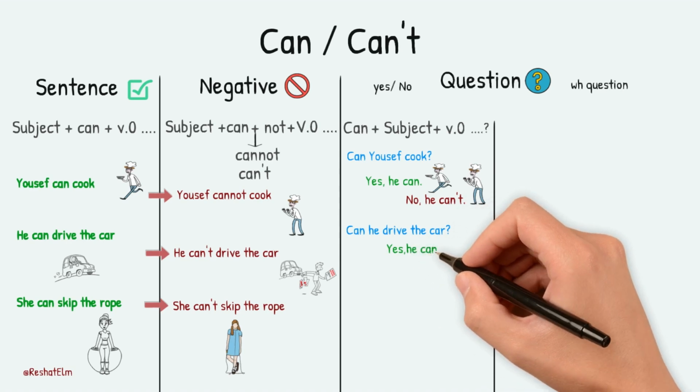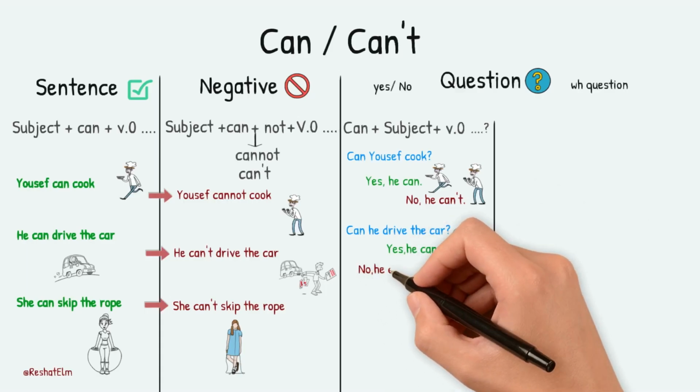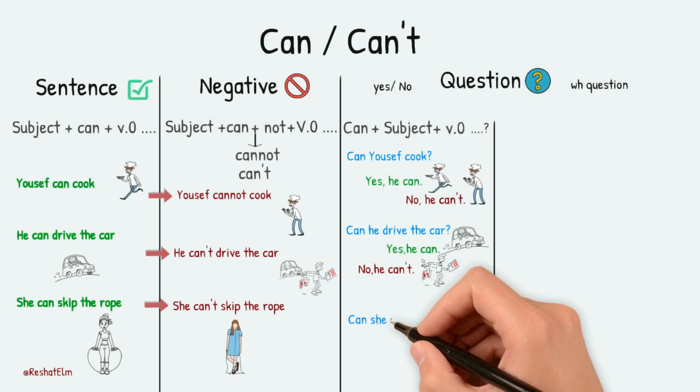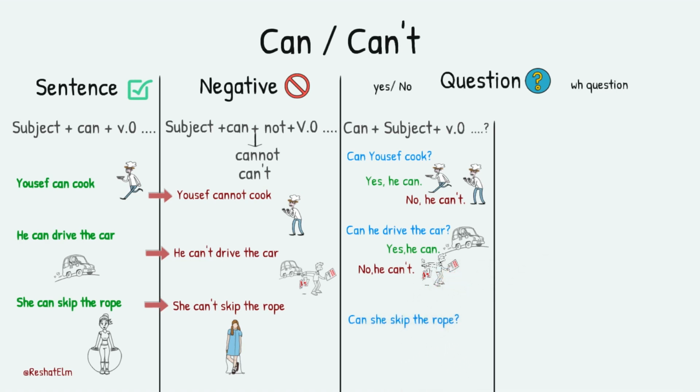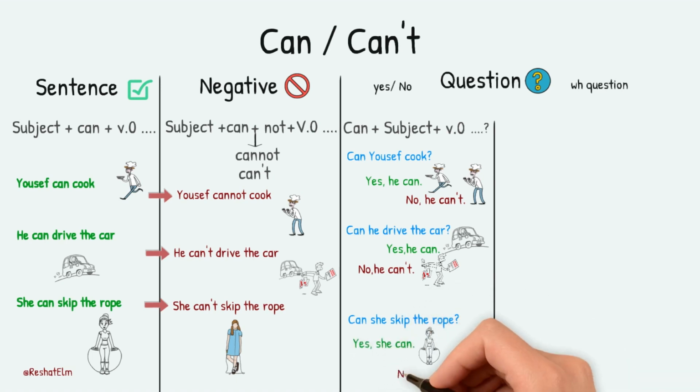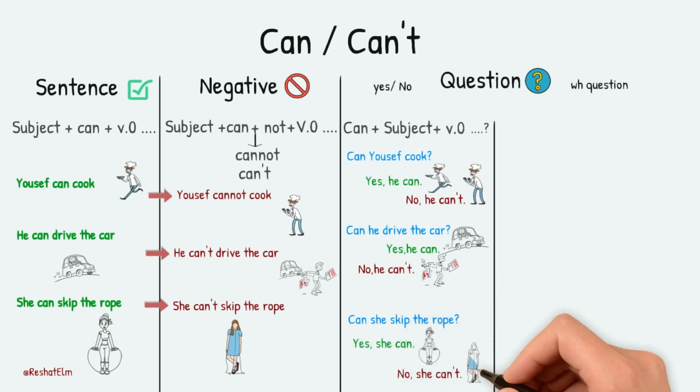Yes, he can. No, he can't. Don't forget to use not with the answer no. Question number 3. Can she skip the rope? Again, either yes or no. Yes, positive sentence. No, negative sentence. Yes, she can. No, she can't.